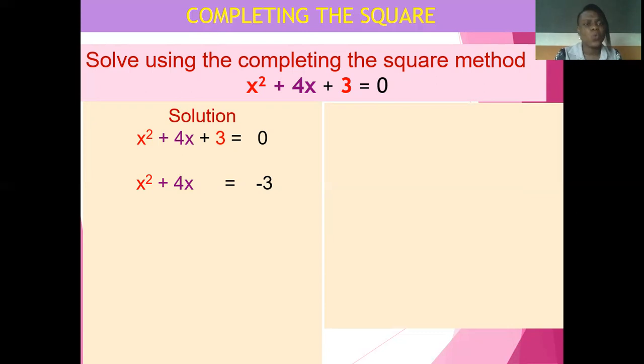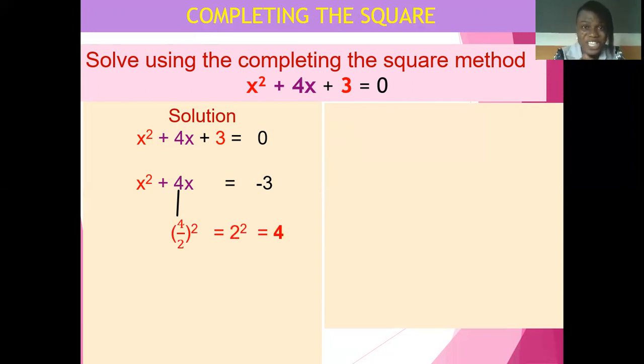Okay, now what's the coefficient of x? The coefficient of x is the number beside x, right? And that number here is 4. So bring down 4. Just follow me, bring down 4. Then when you bring down 4, you're going to divide it by 2 and you're going to square it. That's how to get the magic number.